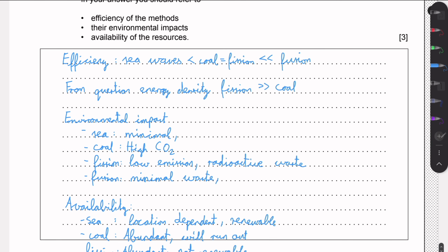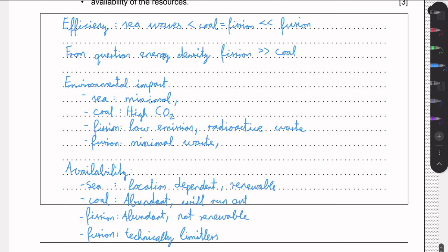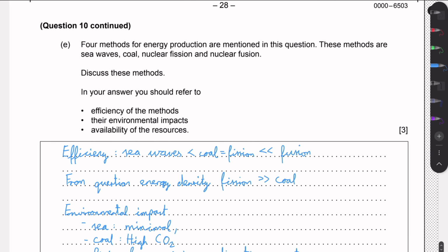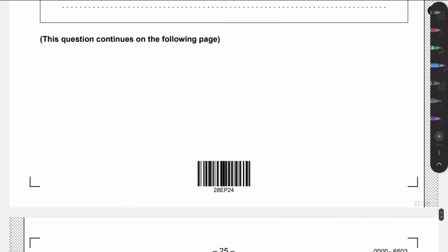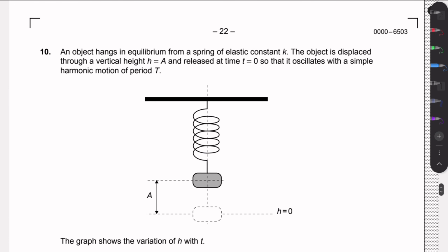If you want to write more, then you need to request an extra piece of paper and then continue your explanation over there. And this was the end of the 2025 Specimen Paper 2. I hope this was all helpful, and see you in the next videos.